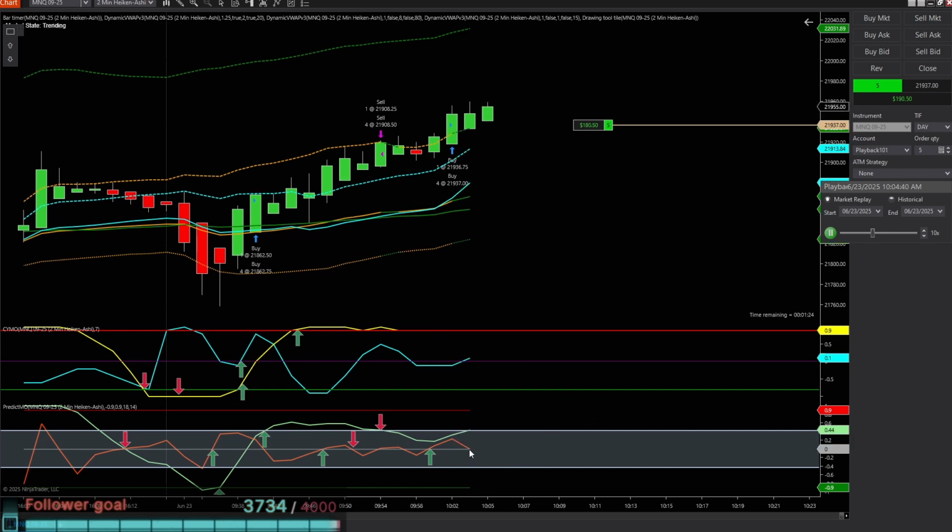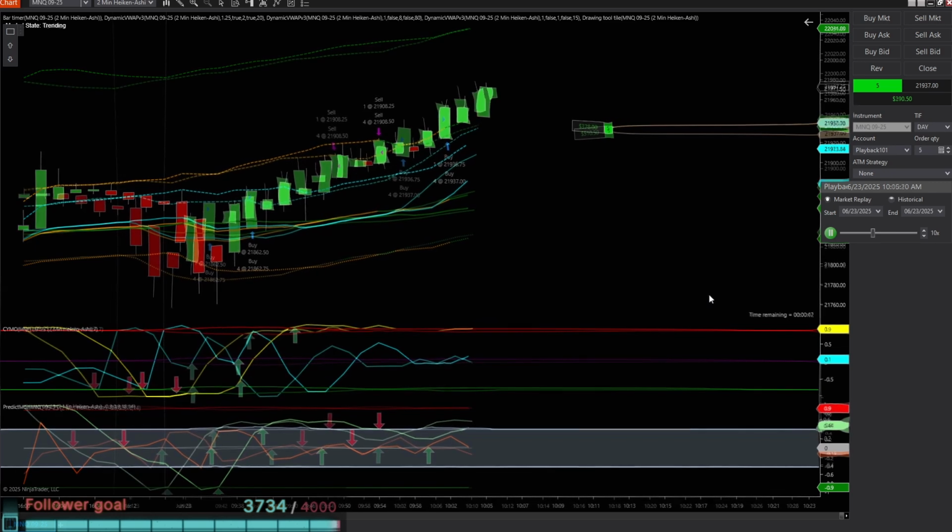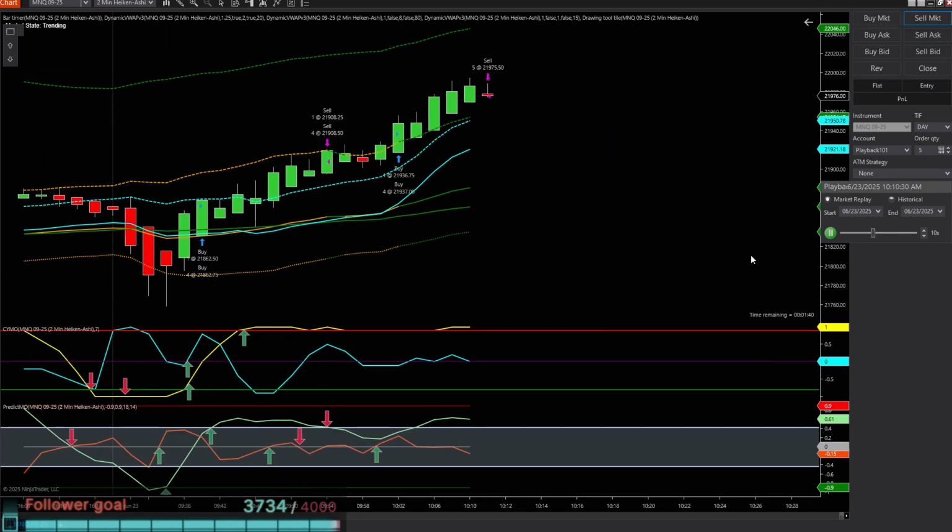The moment this actually crosses below the zero line, that is the end of that trade. And there you go, right there. Order filled. That's the end of the trade, guys. You see when the predictor just crossed below the zero line, you're done, okay?